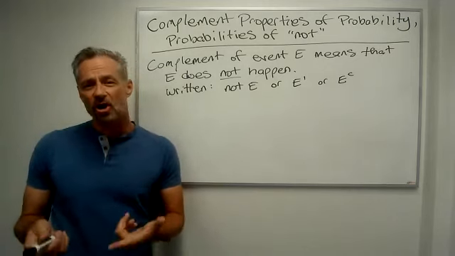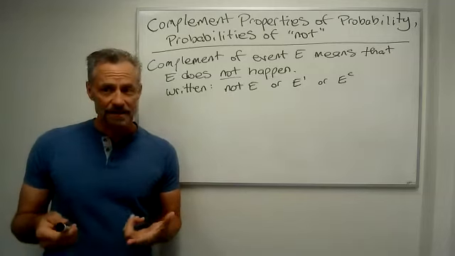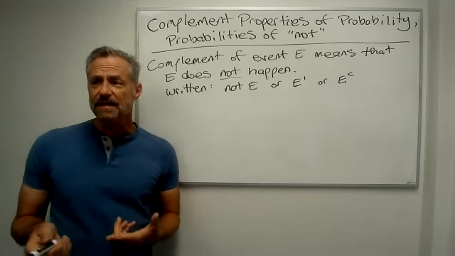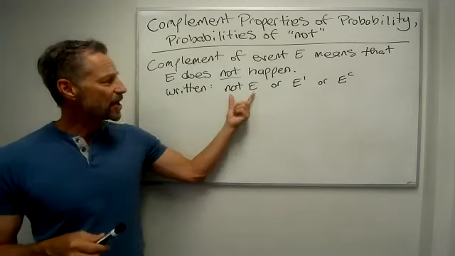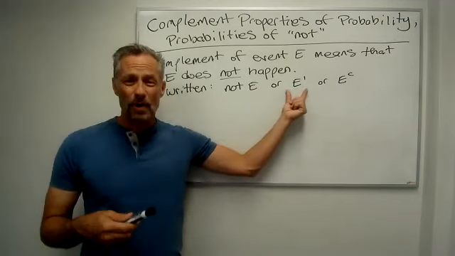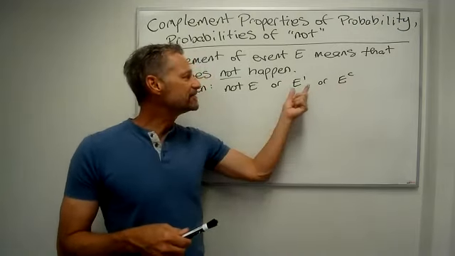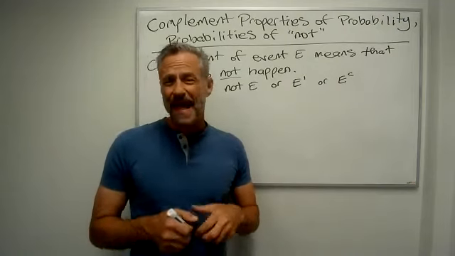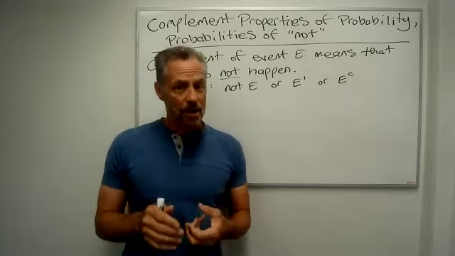Let's talk about the complement properties of probability. So the probabilities of not. Well, as you can see, I said the complement of event E means that E does not happen. So we can either write that as not E, or we can write that as E prime, or E with the C, meaning E complement. Any of these can be used to say E does not happen. Okay, you already know this probability rule, you just may not know it.